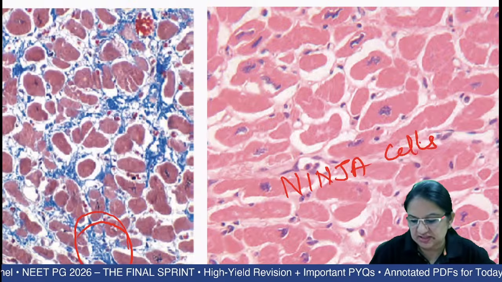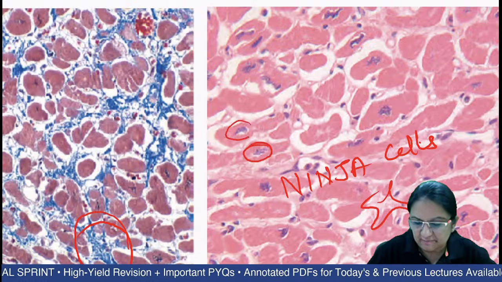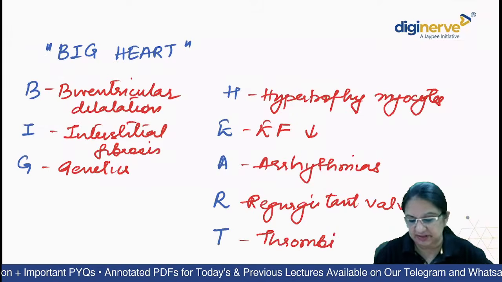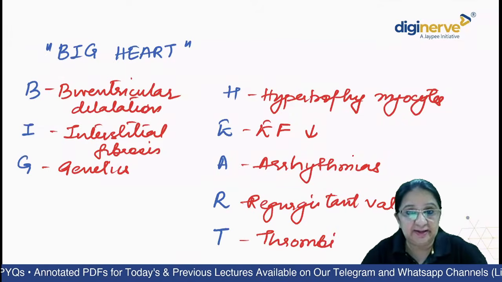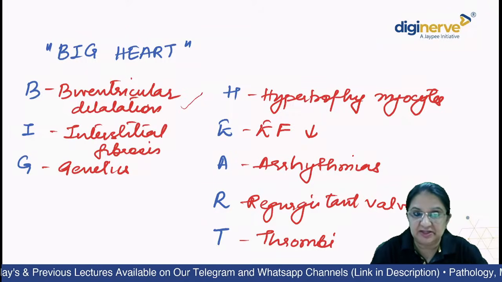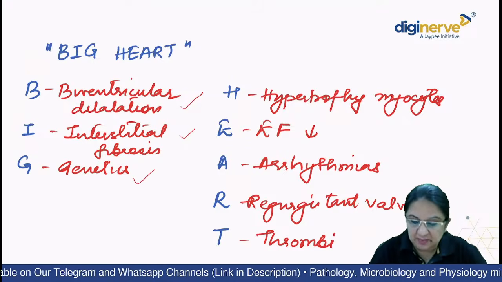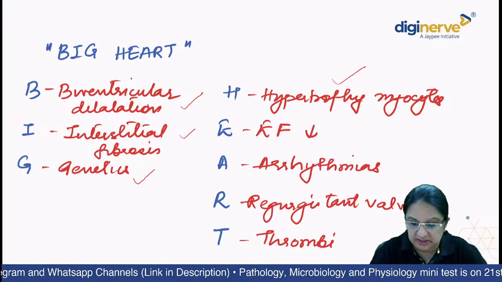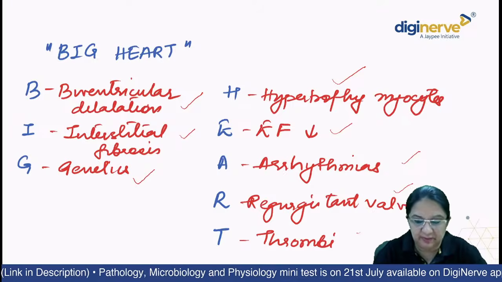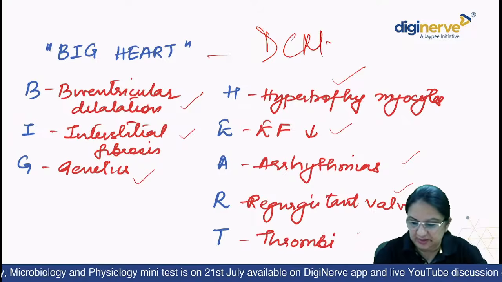Okay, ninja cells are basically star-shaped cells. These are your ninja cells. Whenever you see these shape of cells, your diagnosis is dilated cardiomyopathy. Okay, for dilated cardiomyopathy, you can also remember big heart. It's a biventricular dilatation, interstitial fibrosis, genetics, remember the titin gene, hypertrophy of the myocytes, ejection fraction would be reduced, arrhythmias, regurgitant valves, and thrombi would be there. So big heart for dilated cardiomyopathy, right?